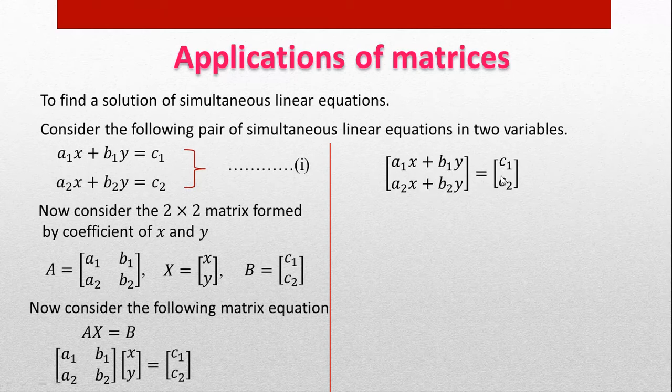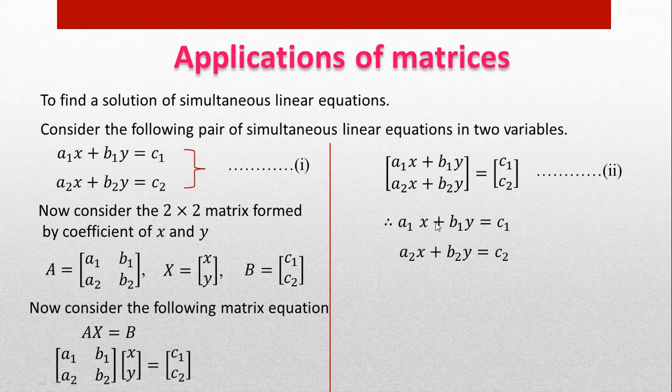Now if you compare both the matrices, this one and this one, means left hand side is equal to right hand side, then, considering this as equation number 2, by equality of matrices we get a1x plus b1y is equal to c1. Just compare, because these two matrices are equal. So what will you get? a1x plus b1y is equal to c1, and a2x plus b2y is equal to c2. This is just by equality of matrices.